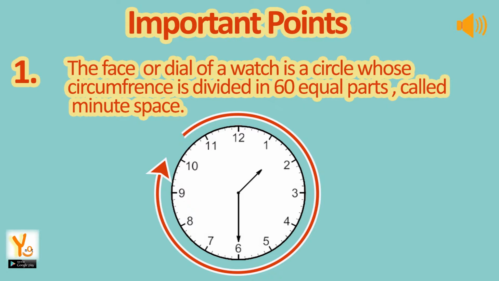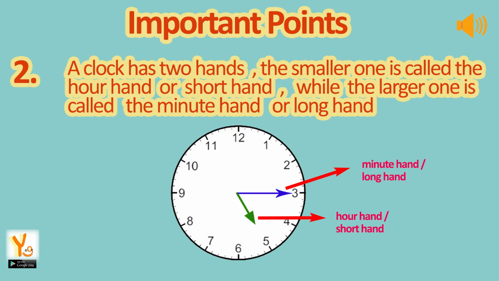First, the face, or dial, of a watch is a circle, whose circumference is divided into 60 equal parts, called minute spaces. A clock has two hands. The smaller one is called the hour hand, or short hand, while the larger one is called the minute hand, or long hand.